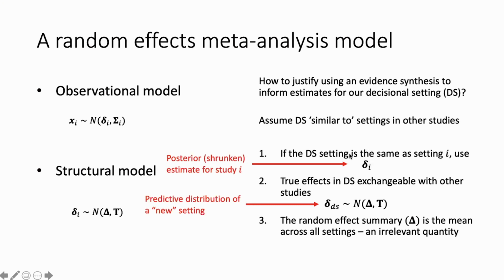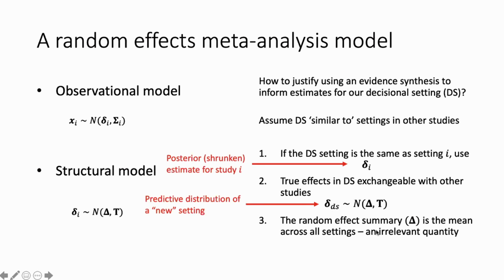I'm rushing through these ideas, but the main point is that for my decision analysis to inform how to treat these women, I should be obtaining this posterior estimate from a particular study, if such a study exists that is most similar to my decisional setting, or I should be getting a prediction for how the treatment effects would look like in such a study, given all the other studies and the meta-analysis, if I only assume that my decisional setting is just similar to all the other studies that exist in the meta-analysis.